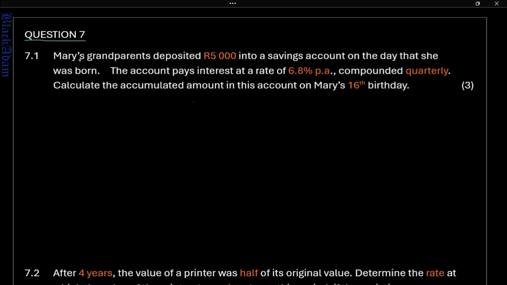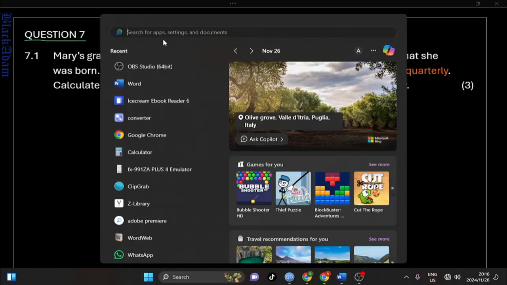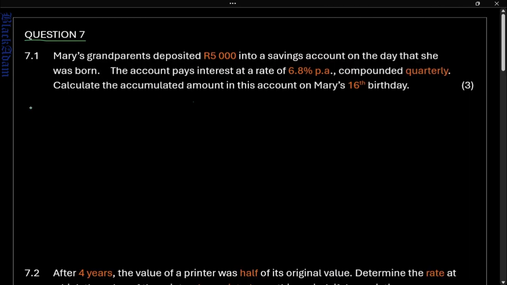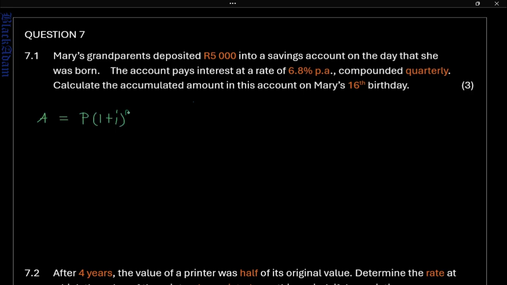Welcome to question 7. This finance problem: we have 5,000 invested at 6.8% for 16 years, compounded quarterly. Let's get a calculator ready. We have the equation that says the accumulated amount is the present amount invested, open bracket 1 plus interest, to the power of the term, which is n. Our present value is 5,000.